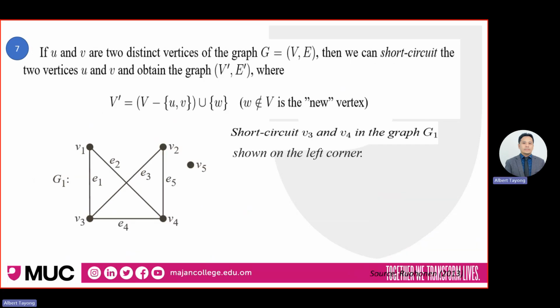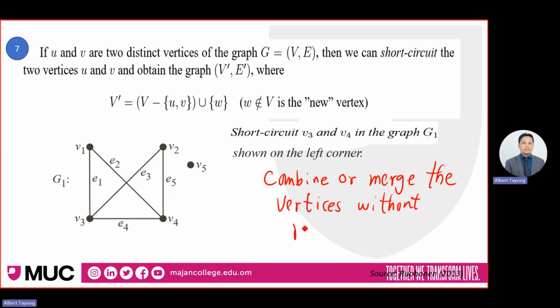Now, short circuiting, what we'll do is to combine or merge the vertices or the points without removing any connections. So we have to retain the connections. So how do we solve this?